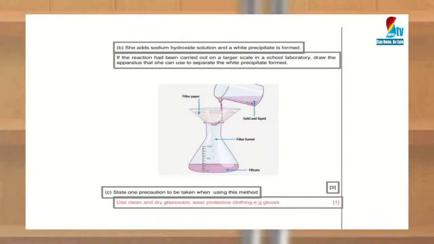And then the last question, she then adds sodium hydroxide and a white precipitate is formed. A white precipitate is an insoluble solid, so this requires filtration. Be careful with your drawings, they should be large, they should be precise, they should be realistic. Do not draw things with overlapping lines. Never do that. And the last question, what is one precaution that you can take? Wear proper gear, use clean glassware. Any of those, wear goggles. Any of those for 1 mark.